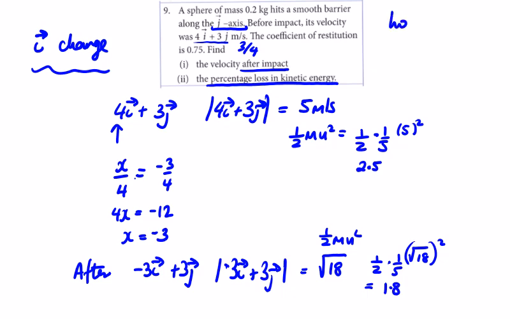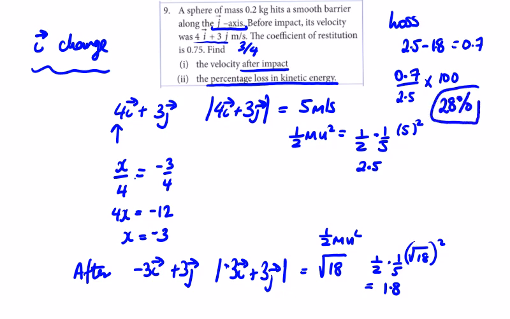So the loss is going to be 2.5 minus 1.8, which is equal to 0.7. And the 0.7 was out of 2.5. If you multiply that by 100, it's going to be just 28%. 7 over 2.5 is going to be 28%. Multiply both of them by 4, you'll see the 28% here. That's question 9.